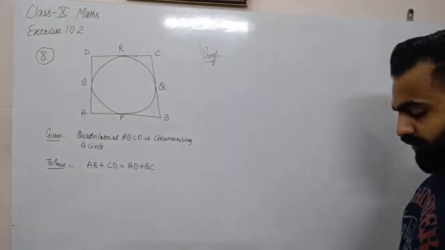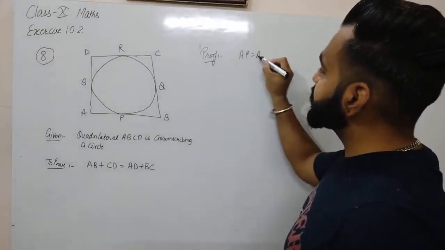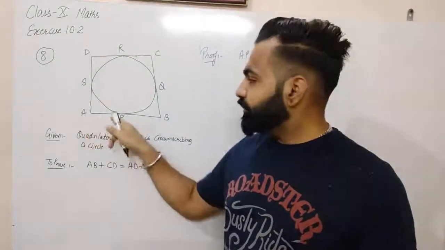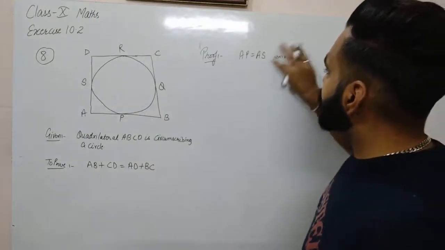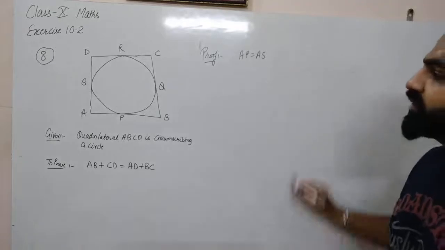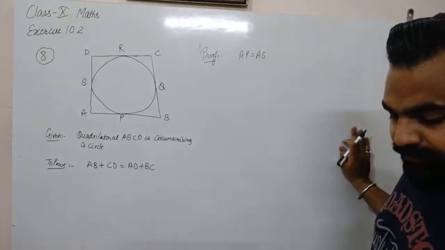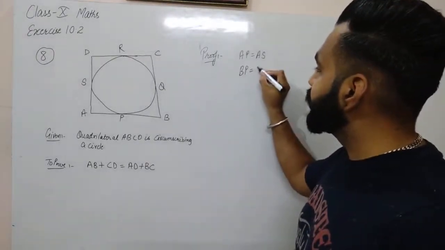So we have to just equate the length of the tangents from the same point. So first of all, let's talk about the first point A. AP will be equal to AS. Length, or we will write the reason for every equation once. For B part, for point B, BP will be equal to BQ.